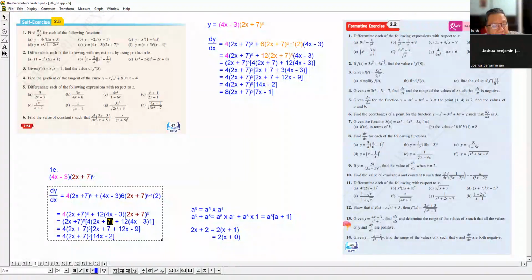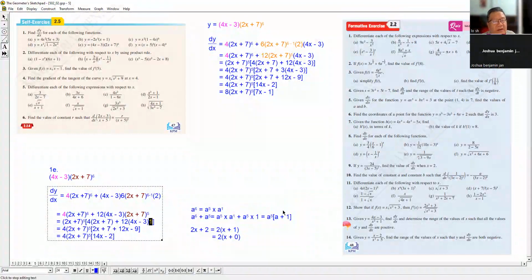Behind the 1, you take out this whole thing. When you take out this whole thing, nothing is left. But nothing is left means there is a 1 there. Right? So it's not 4x. The 2x plus 7 to the power of 5, you move to the front, and then the 4 times 2x plus 7 to the power of 6, you move inside the bracket.